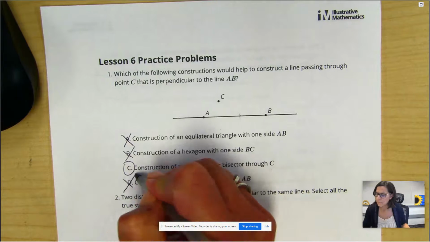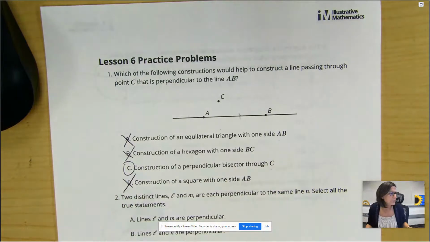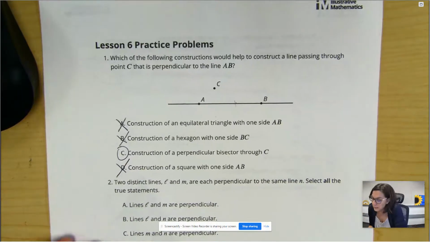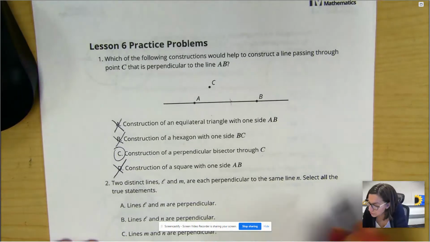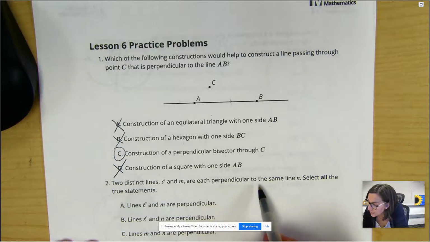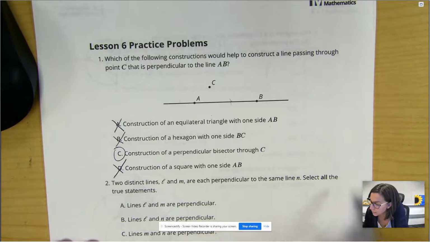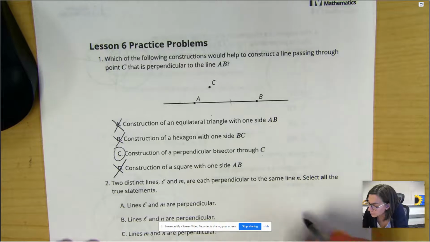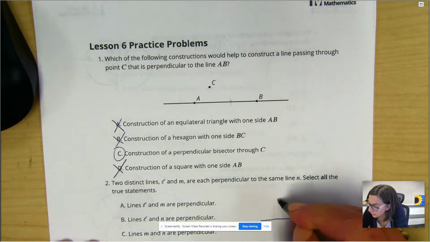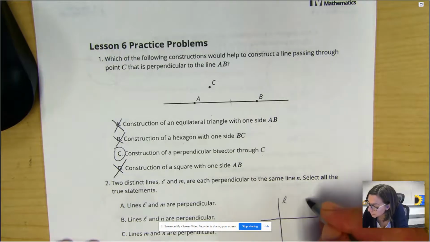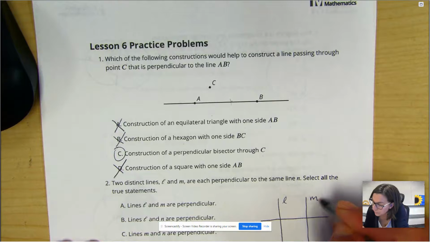No. Okay, next one. Two distinct lines, L and M, I'm going to just sketch these, are each perpendicular to the same line N. So if L and M are perpendicular to line N, so let me draw M, okay? L and M are each perpendicular to this line. So L would look like this, and M could possibly look like this.